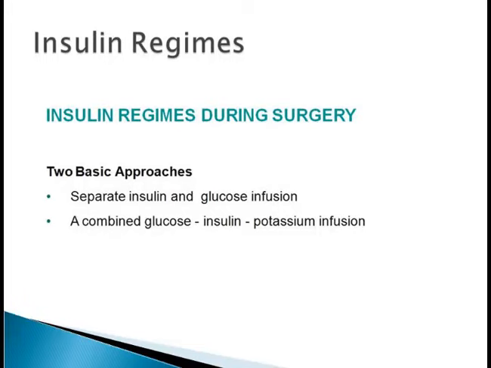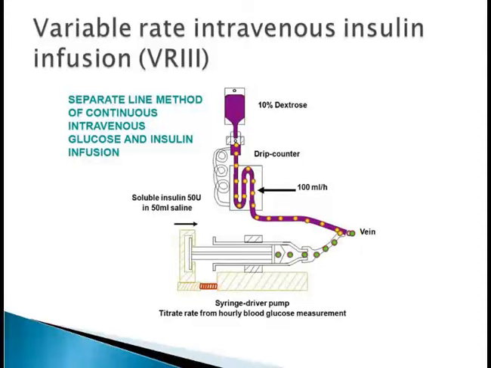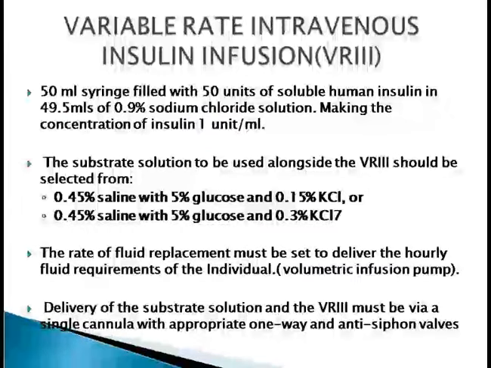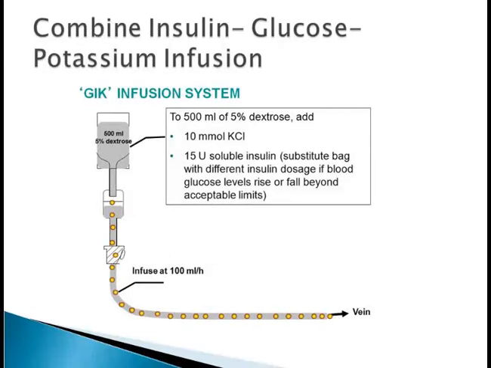For the insulin regimens during surgery, the variable rate intravenous infusion is how we maintain the IV line along with the soluble insulin in 50 ml of saline, going ultimately through the same port. That is 50 ml of saline with 50 units of soluble insulin, and the substrate solution to be used alongside is half saline with 5% glucose and potassium, and the rate of fluid replacement must be set to deliver the hourly requirement. This is the GIK infusion where everything is together.